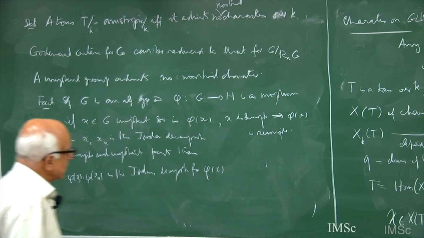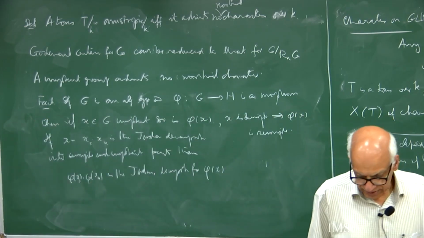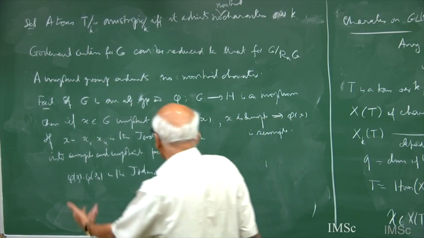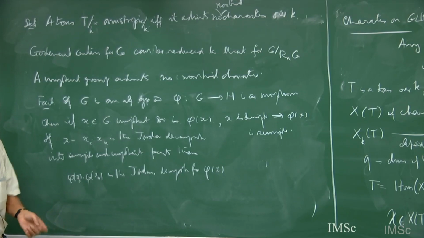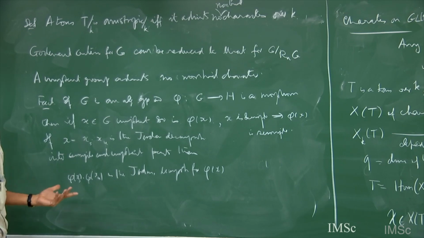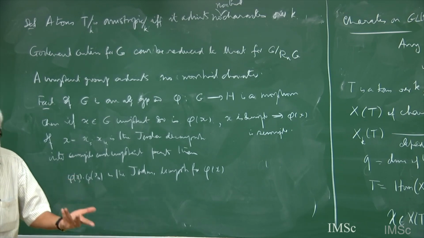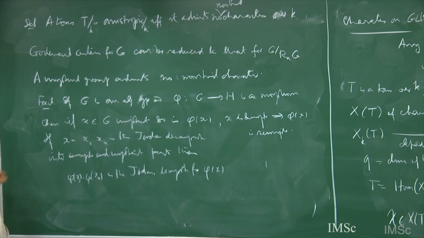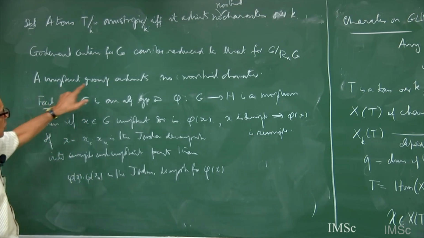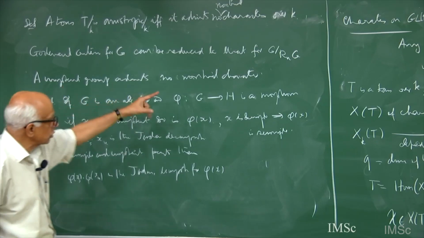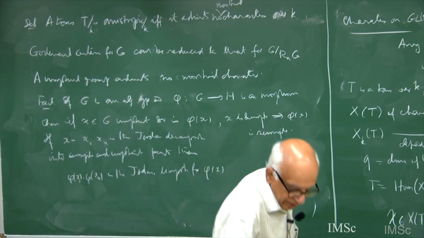Okay, so from all this, of course, it follows that if you take a character on a unipotent group, it has to be trivial because it will take a unipotent element into a unipotent element. But in a torus, there are no unipotent elements. Diagonal matrices have no unipotent elements, so it has to be trivial. So any unipotent group admits no non-trivial character.